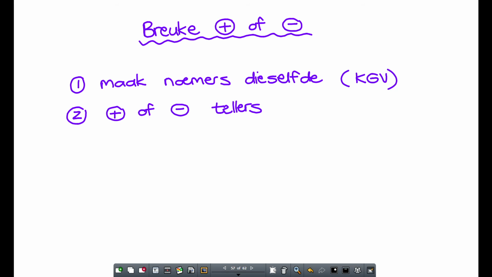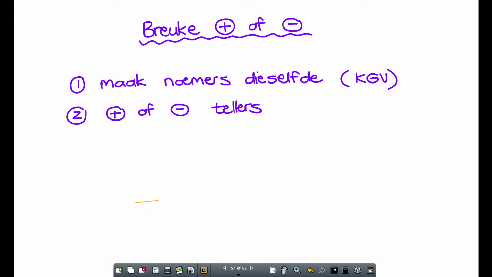Are you with me? And that is why I made my first step. I make my denominators the same, because then I know I can just look at my numerators. I can only look at the top part and then add and subtract those. Alright. So you will see that right after the part where I said make denominators the same, I say lowest common multiple. Now we'll do an example just now.